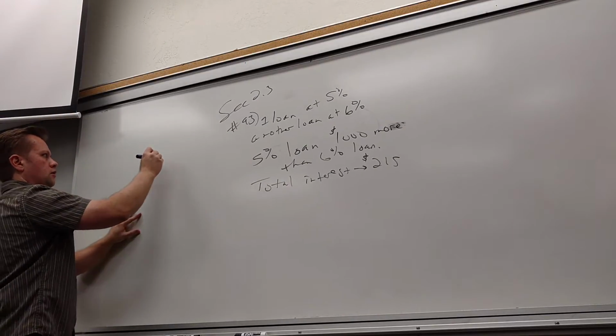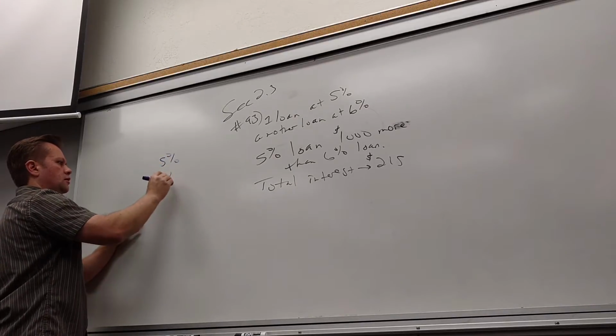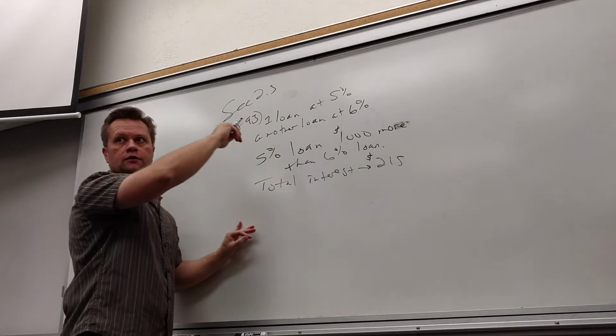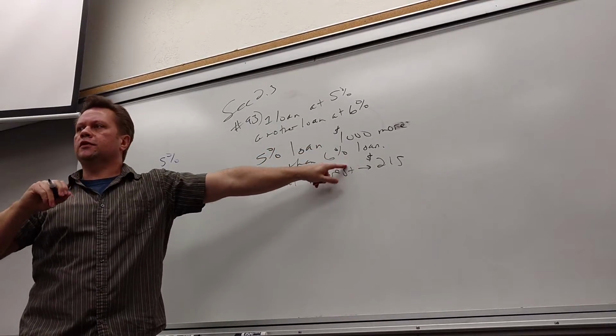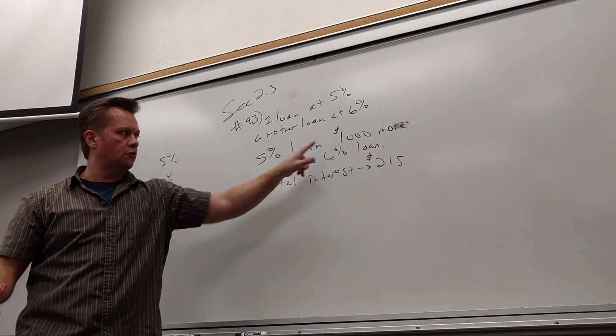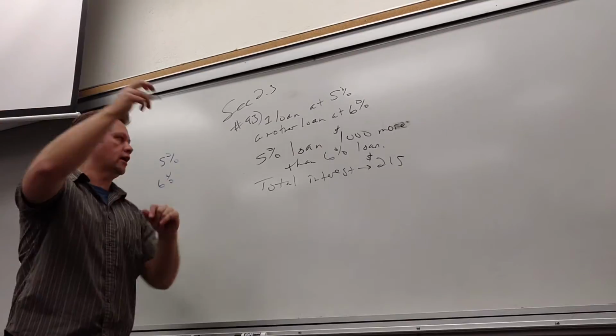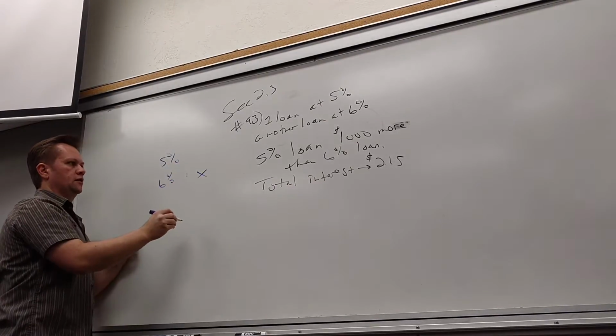Yeah. X. So there's a 5%, there's a 6%. And why would the 6% be X? The 5% has 1,000 more than that. So I've got to know what this is first. So you see, that one depends on that one. So I've got to call that one. So this one I'll call X.